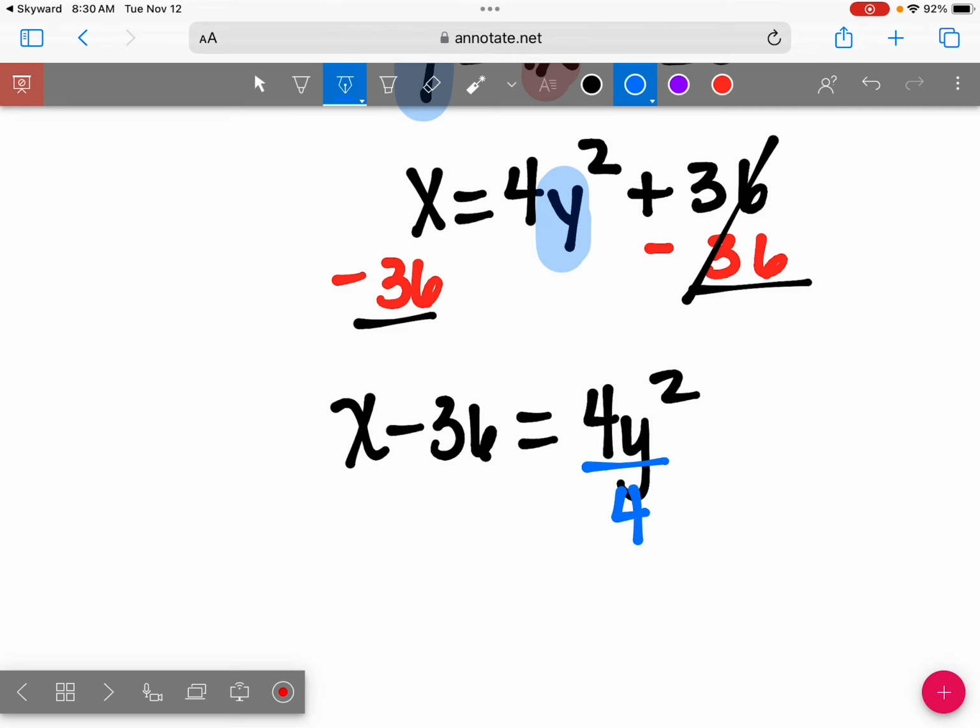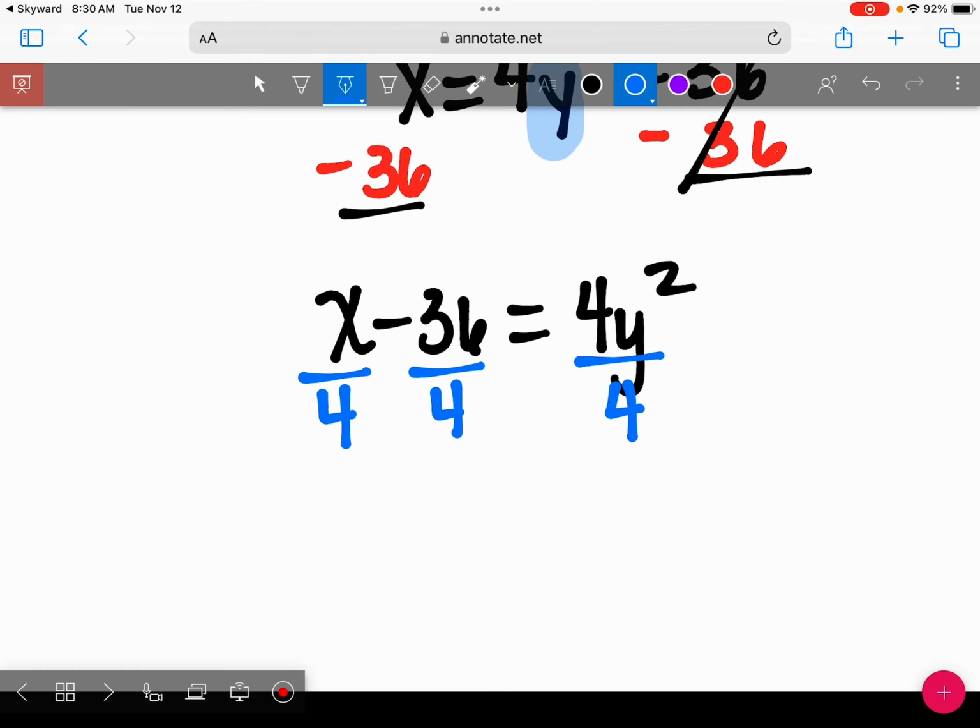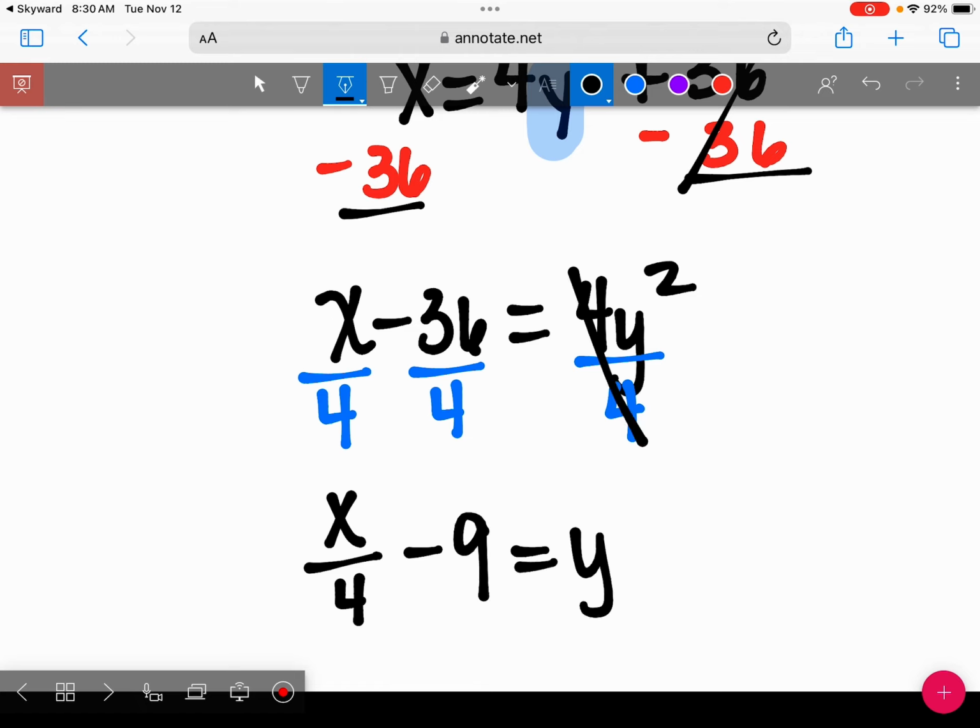And then we're going to divide everything by 4. Now this number, if you put this in your calculator, what is 36 divided by 4? Because that's actually going to give you a whole number. If you're not sure, go ahead, type it in the calculator. 36 divided by 4 is what? 9, yeah. So we end up with x over 4 minus 9. That cancels out, equals y squared.